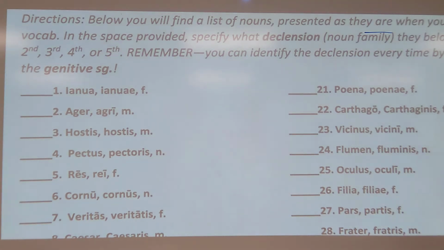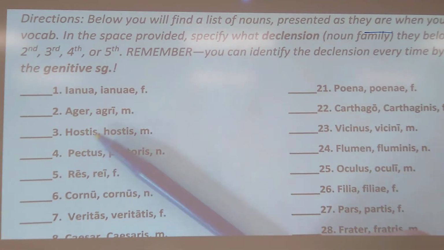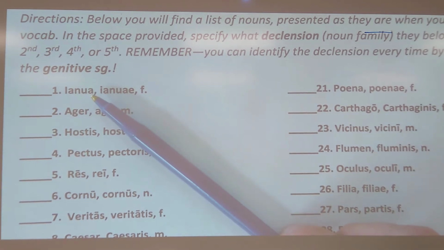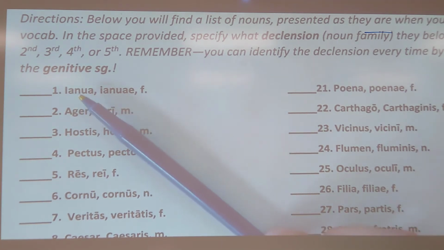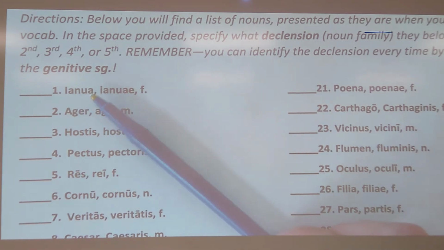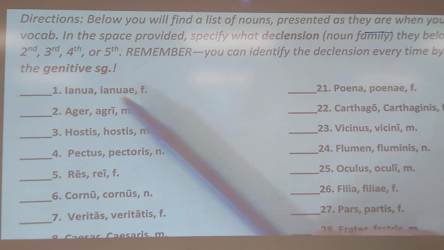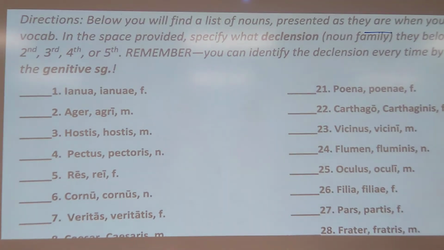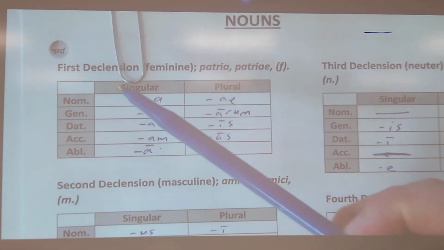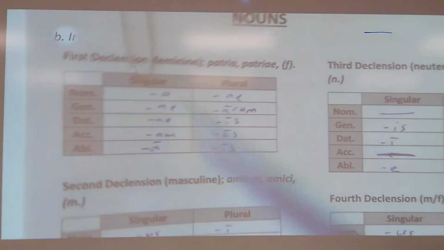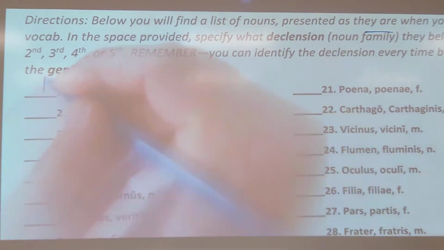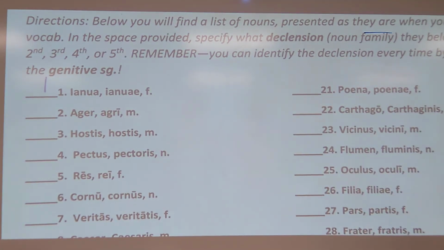So remember, there are 5 declensions. And you can always, 100% of the time, tell what declension it is by looking at the genitive singular. So again, we have the nominative singular, genitive singular, and then the gender of the noun. Okay, so if you have a noun that goes i, if you look at your noun chart, there's only one declension where the genitive singular is i. It's first. So your answer here, first declension. So you can just write a 1.